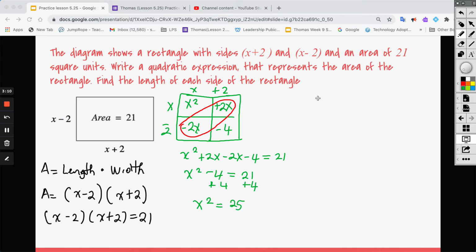Now we can solve using the square root method. So x squared is equal to 25. In order to get rid of our square term, we do the opposite, which is taking the square root. Anything you do on one side of an equation must be done to the other side. So our x is equal to plus or minus the square root of 25, which is 5. It therefore means that x is equal to a negative 5 or x is equal to a positive 5.